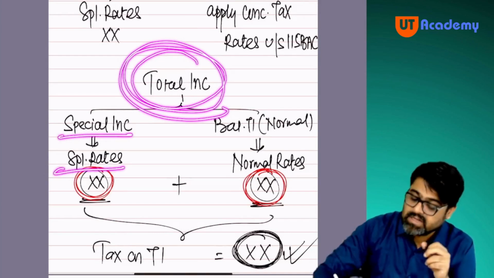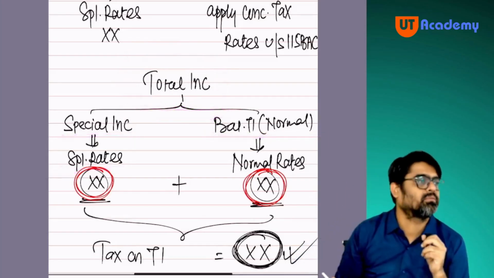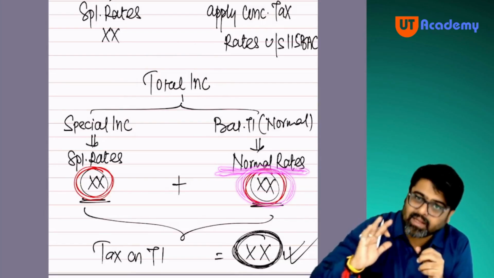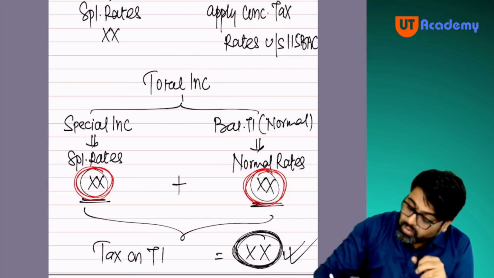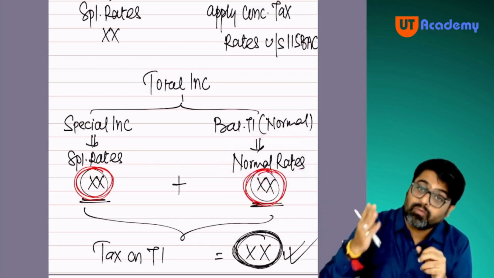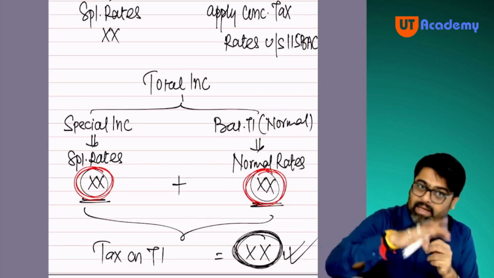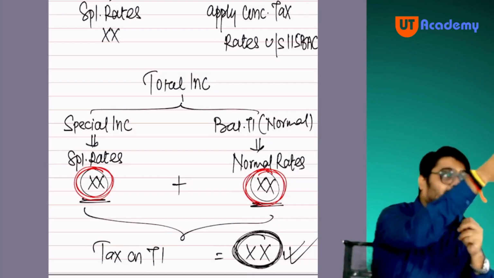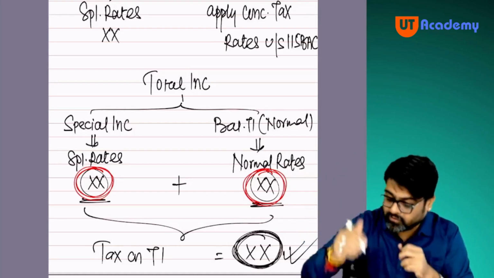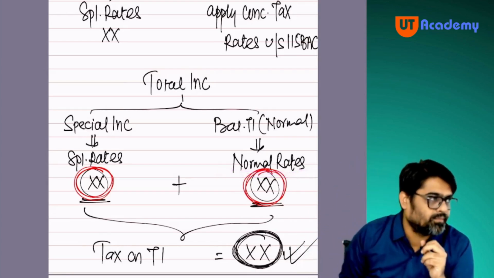Yes or no? Normal total income, how much tax? Flat 30%. Normal total income, normal rate is how much? Flat 30%. But do you want the normal tax rate of 30% or 25%? For that, the turnover for this year, no. Last year, no. Last to last year. For that year, if your turnover was 400 crores or less, then the normal rate will not be 30%. The normal rate will be 25%.